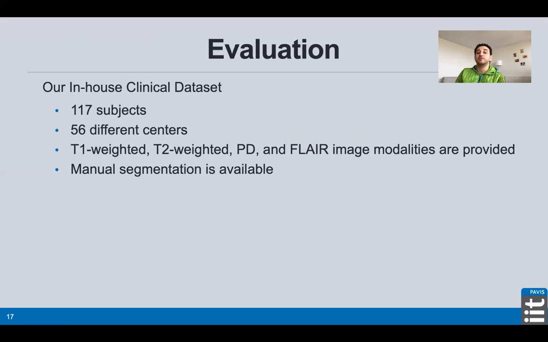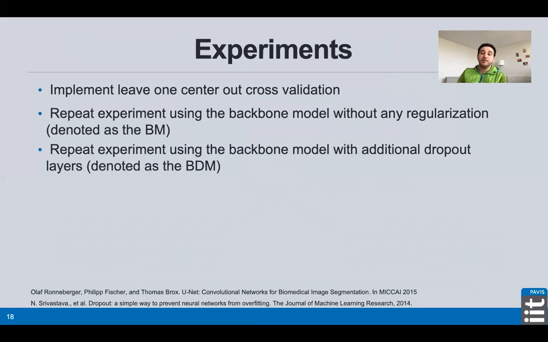which were gathered from 56 different centers. Each subject has 4 different modalities: T1, T2, PD, and FLAIR. And the whole dataset has a manual segmentation ground truth with respect to the MS lesions. We did an experiment in our proposed network, and we compared with respect to backbone models.